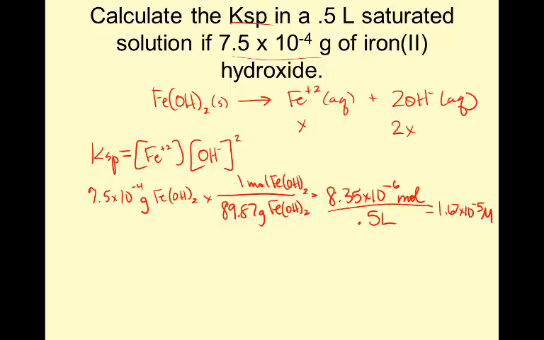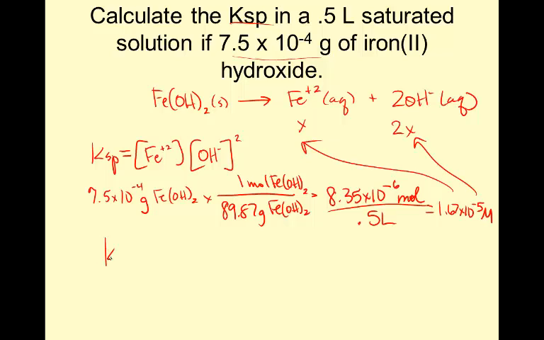All right, so what do we got to do now? Well, we got to plug X and 2X into, we got to figure out what X is. Well, here's how much iron hydroxide dissolved. Here's the volume. So this is the molarity of the iron ions, because you get 1 for 1, but it's 2 times, you got to plug in for X right there.